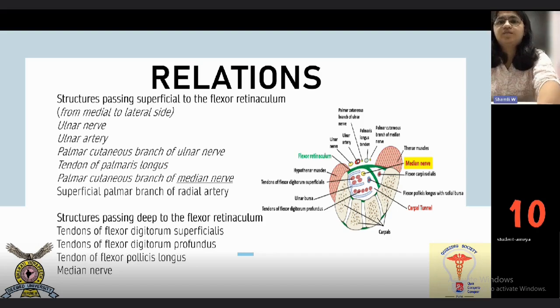The structures passing deep to the flexor retinaculum are tendons of flexor digitorum superficialis, tendons of flexor digitorum profundus, tendon of flexor pollicis longus, and the median nerve.